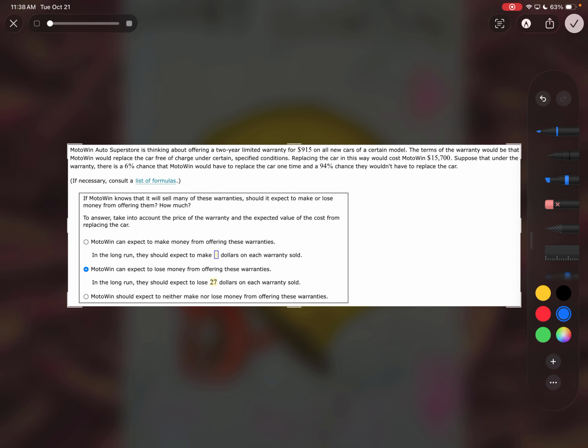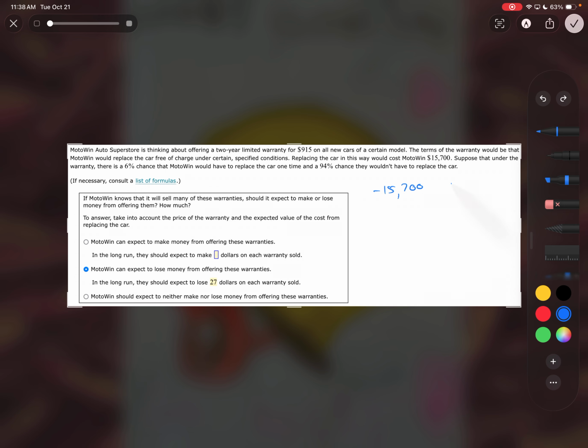a MotoWin Auto Superstore is thinking about offering a 2-year limited warranty for $915 for all of the certain models. The terms of warranty would be that MotoWin would replace a car free of charge under certain specified conditions. Replacing the car in this way would cost them $15,700. Okay. So if I am going to cost them $15,700, I'm going to write negative because we're losing that money. We're working for the company. Suppose that under the warranty there is a 6% chance that MotoWin would have to replace the car.